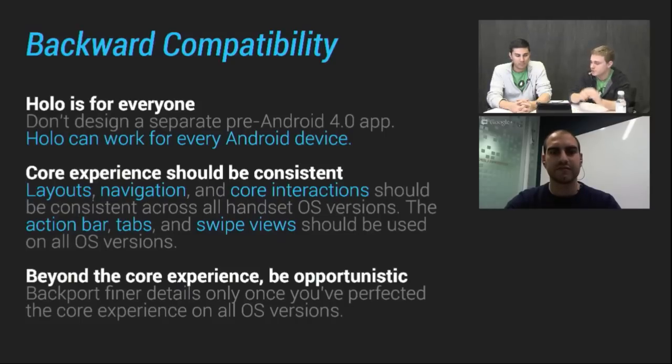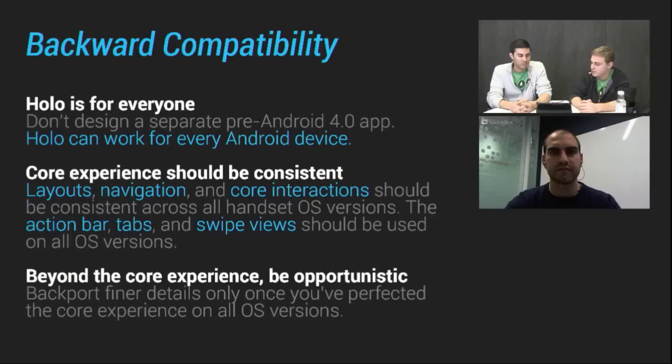Another is that the core experience across all platforms should really be consistent. You shouldn't have to design an entirely separate app for Gingerbread and for Ice Cream Sandwich. Things like the action bar should be visible and persistent across all devices. You shouldn't switch into a completely different UI on earlier versions just because there's no built-in framework component. And again, we'll talk about that. Things like the core layouts, the navigation, like swiping between tabs, and the core interactions, like the basic way you choose a contact, for example, should really behave the same across different OS versions.